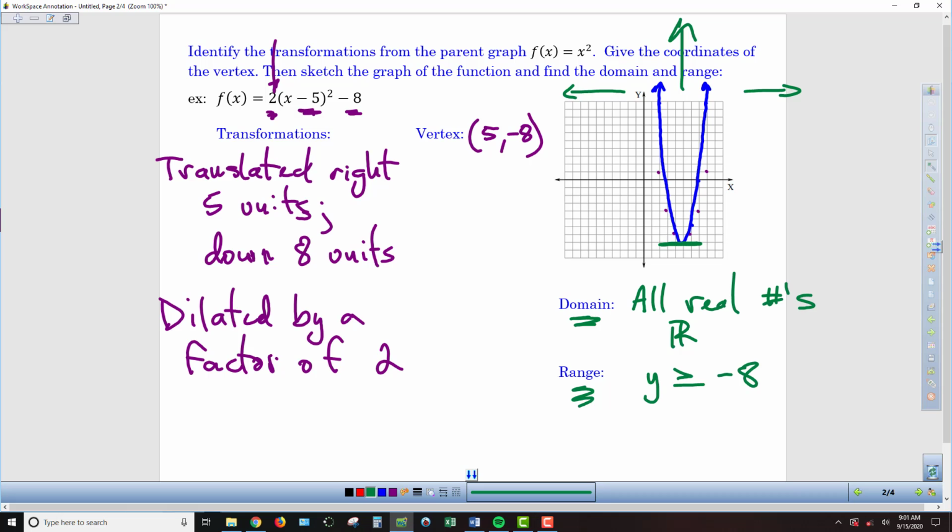This parabola was opening downwards. If it was upside down, as we'll see in a subsequent example, then that would be the highest point, so then y would be less than or equal to whatever that value is. But we'll see that in a future example.